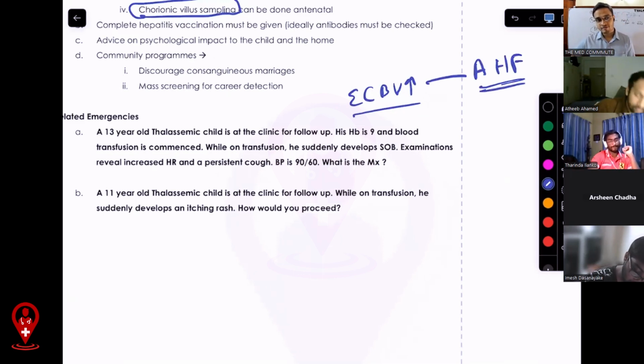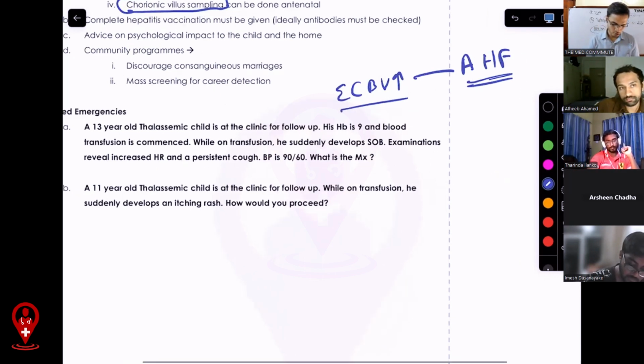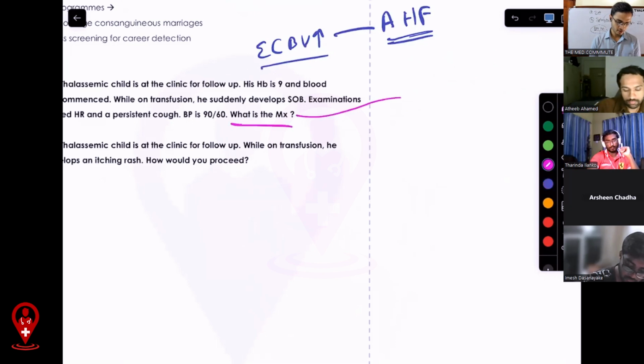So, if I wanted to put another sign, I could have said, you do the auscultation, you hear an S3 gallop, right? I didn't want to make it too easy. Anyway, this is a case of acute heart failure, guys. How will we manage the child? How will you approach the child? How will you manage?